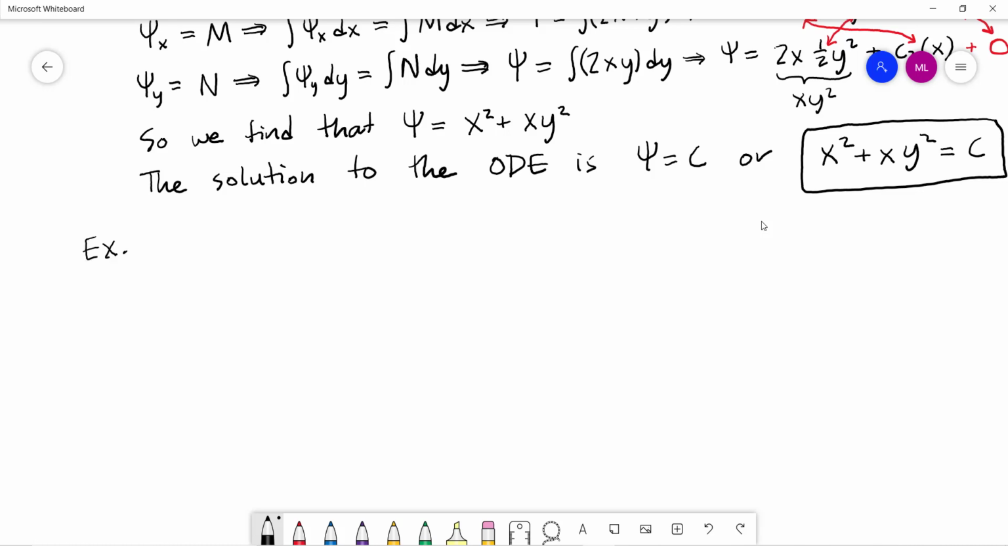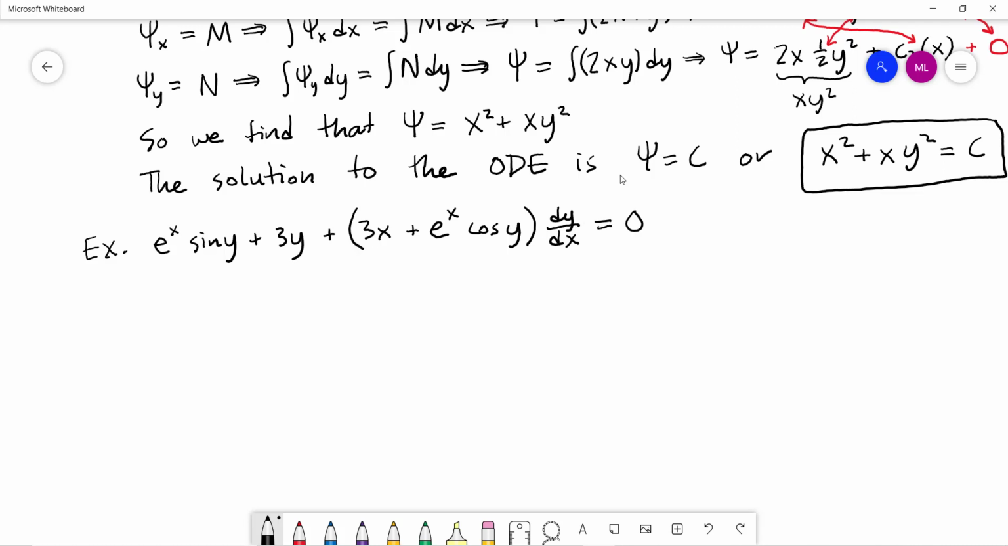So I'm going to write this one as the following. So we've got e to the x sine of y plus 3y plus 3x plus e to the x cosine of y dy dx, where it's this whole term that's multiplying the dy dx, and that's going to be equal to 0.